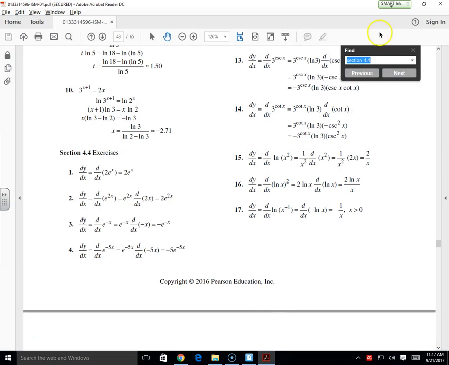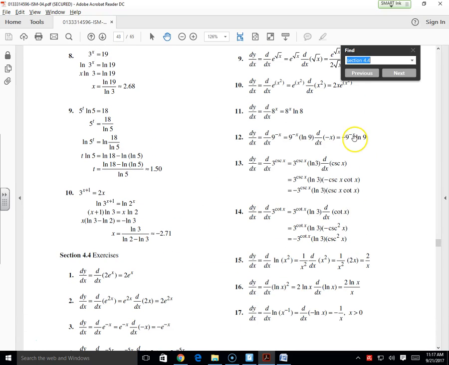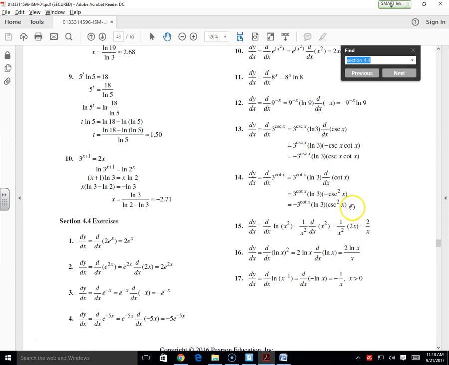Alright, kiddos, what's the first even? 2 e to 2x, you guys know that. What's the next one? 12. Oh, sorry. 2 e to 2x, 12. Negative 9 to the negative x times ln of 9, and then u prime is negative 1. It's right there. Negative 9 to the negative x ln of 9. 16, you can see right down here, 2 ln of x over x, and no, those do not cancel.